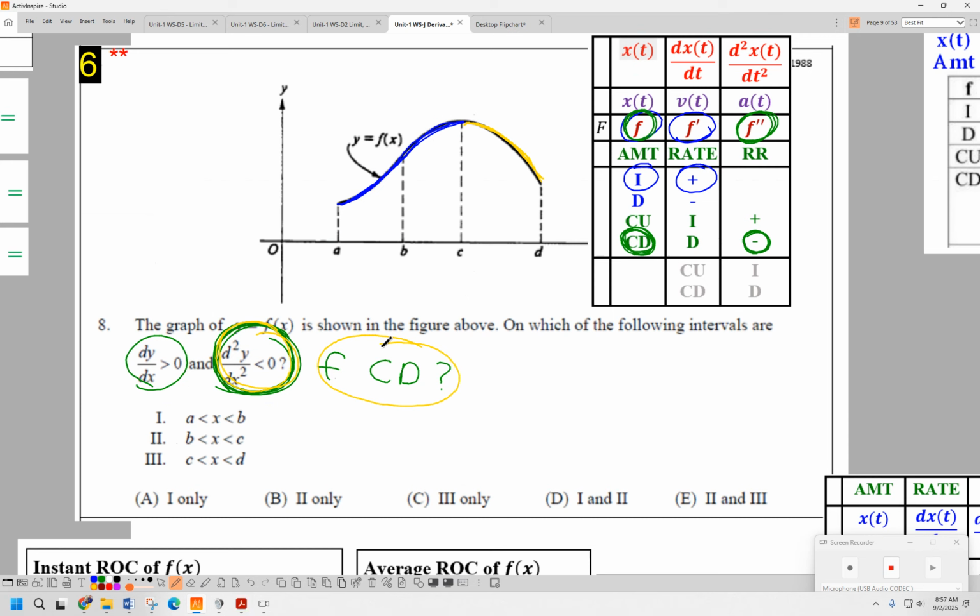There we go. Let's go, Susanna. B to D. Thank you. From B to D, do you see it, Gavin? How many knew that one? Two more, okay. B to D, that's where f is concave down. So from B to D, f is concave down.